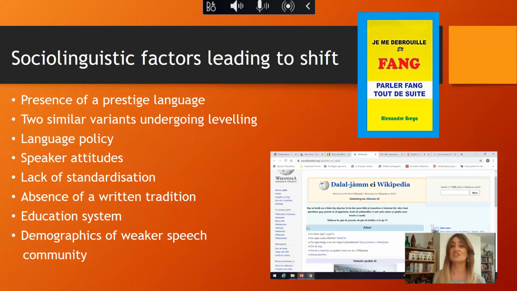Lack of standardization, that's another problem. If you haven't got dictionaries and you haven't got grammars, the language isn't codified. Then it makes it very difficult to teach it in schools. And if it's absent from the education system, then again, it's going to be very hard to raise the status of the language, to make people think it's important, to make people think it's valuable, and obviously to actually teach it to children as well.